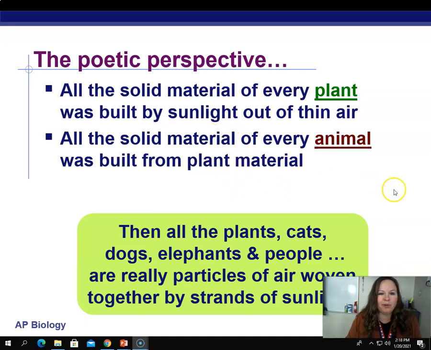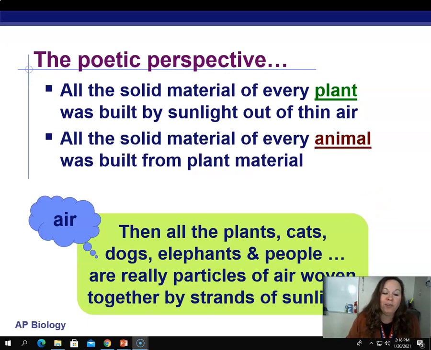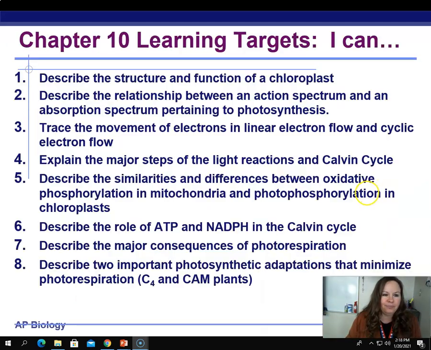So the poetic perspective: all the solid material of every plant was built by sunlight out of thin air, literally out of carbon dioxide from the air. So all the solid material of every animal was built from plant material. So all the plants, cats, dogs, elephants, and people are really particles of air woven together by strands of sunlight. I am now a poet. Very good.